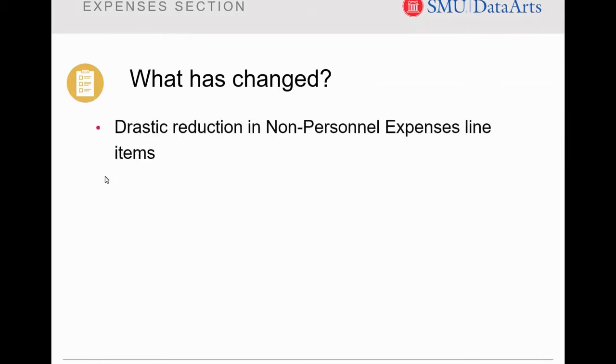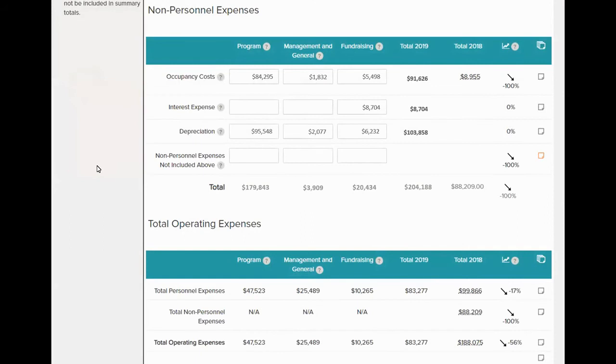So as we talked about on Tuesday, if you were at that webinar, the main difference in the expenses section is that we've made a drastic reduction in the number of line items in the non-personnel expenses section. Let's take a look at this. So here we can see that we really only have 3 specific lines that are left in this section: occupancy, interest expense, and depreciation.